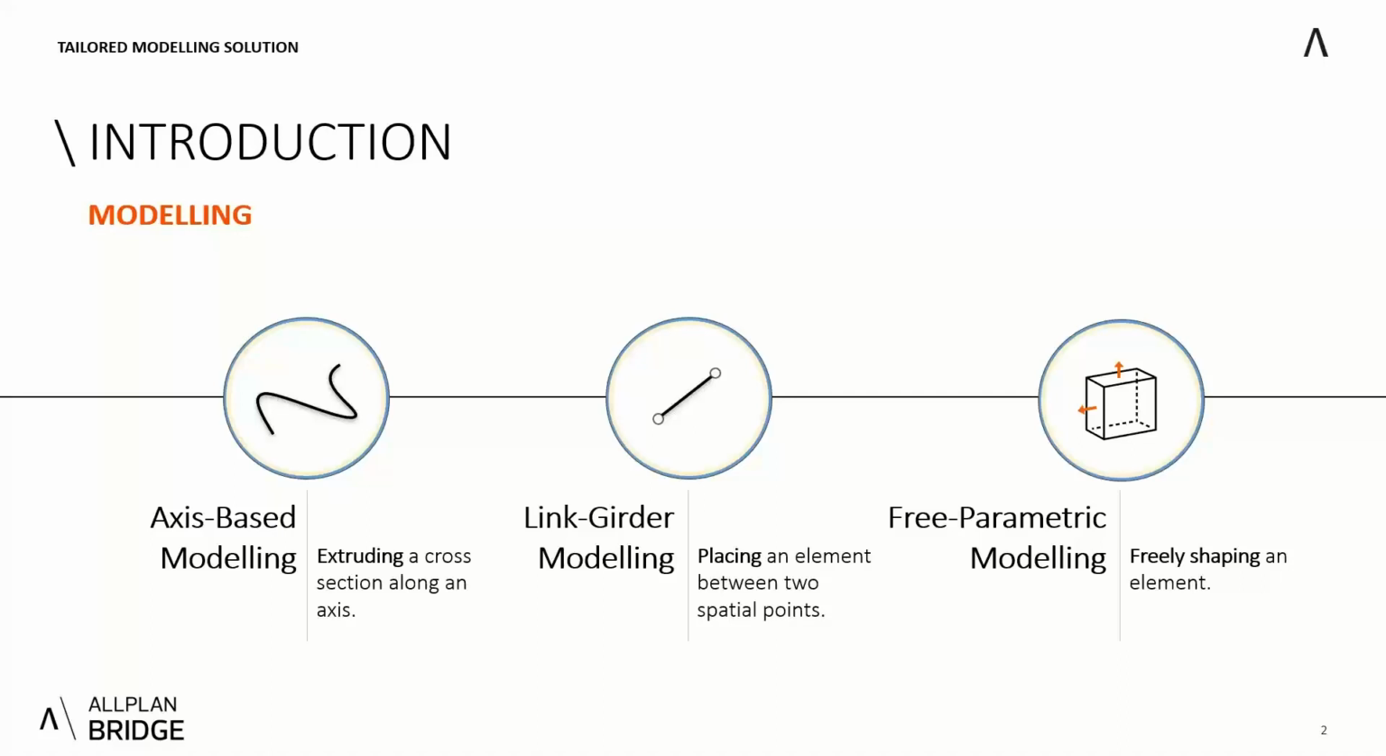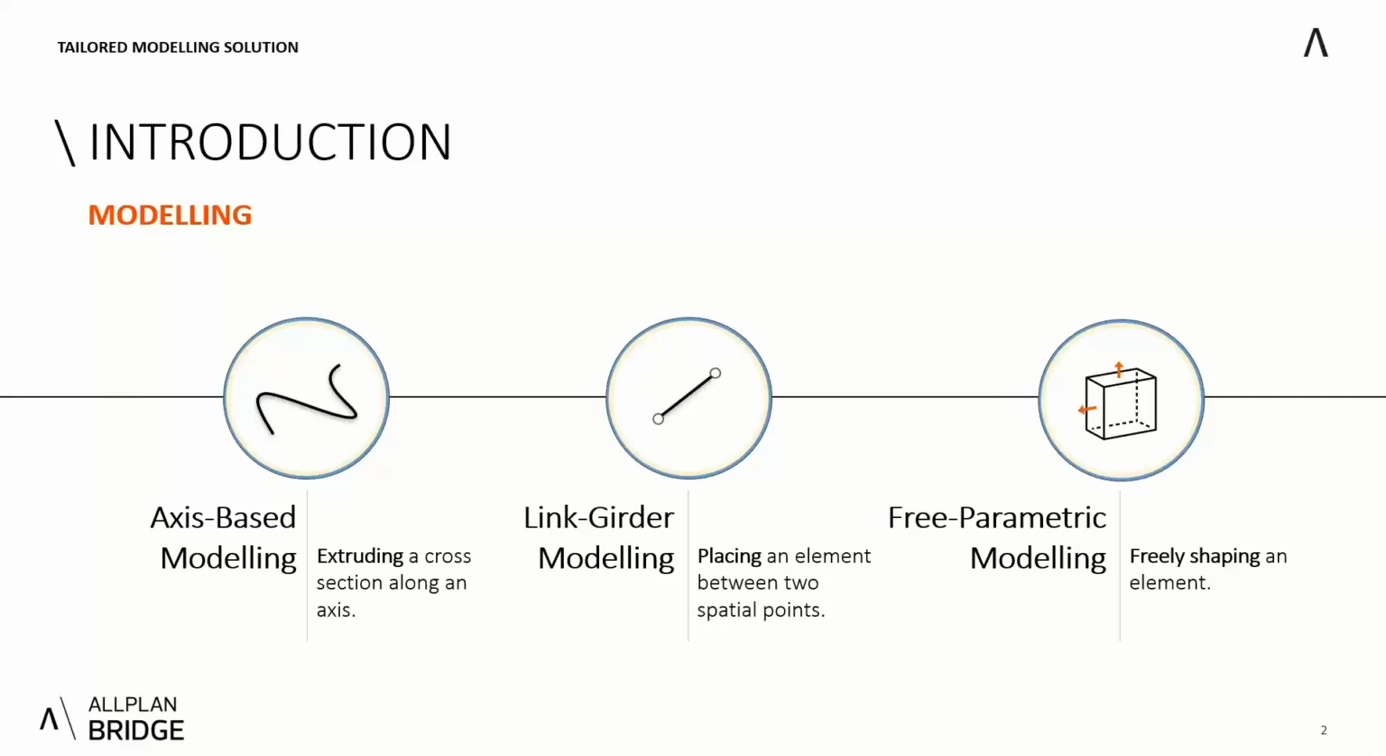Then we had Link-Girder Modeling, where we can place an element between two spatial points. When you have a girder, you may want to place this same girder between two piers, for example, so you can use this kind of modeling technique. But this is not limited to just girders. You can also use it for trusses or cables in a cable-stayed bridge, or other elements for that matter.